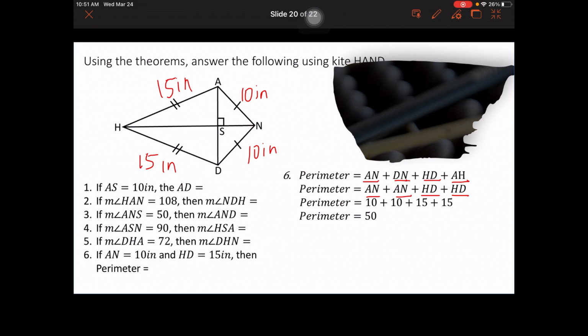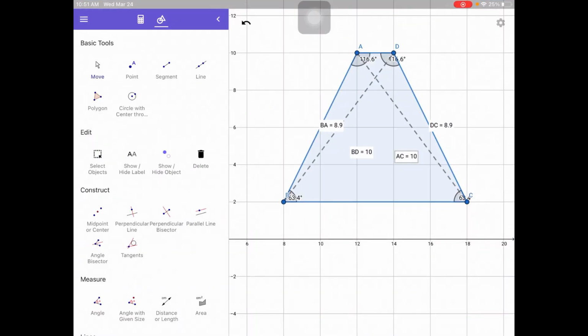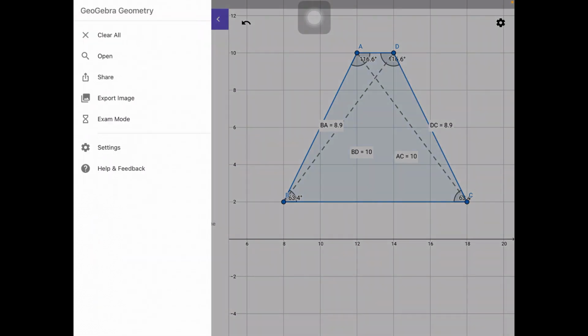Ayan po. Now, ngayon naman po, ang gagawin naman natin is to prove the area of the kite. Gawa po tayo ng kite dito sa ating GeoGebra.